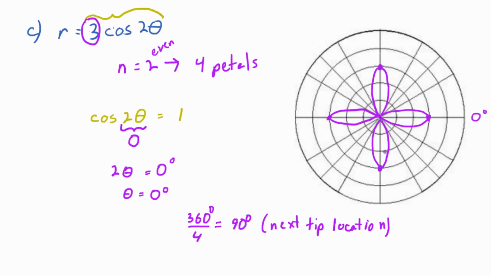Now, it's a little bit more difficult if it's sine instead of cosine. If it's sine of 2 theta, so let's say r equals 3 sine of 2 theta, then when is sine at its biggest value? It's also 1, right? But it occurs at 90 degrees. So instead of setting 2 theta equal to 0, you'd set it equal to 90, and you'd get theta is equal to 45. So instead of putting this first tip at 0, you'd put it at 45, and then use the same trick and rotate 90 degrees to get each subsequent tip.